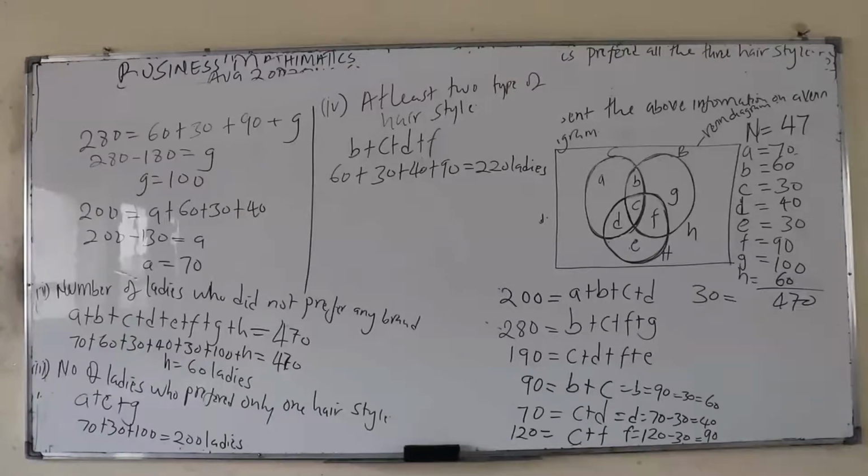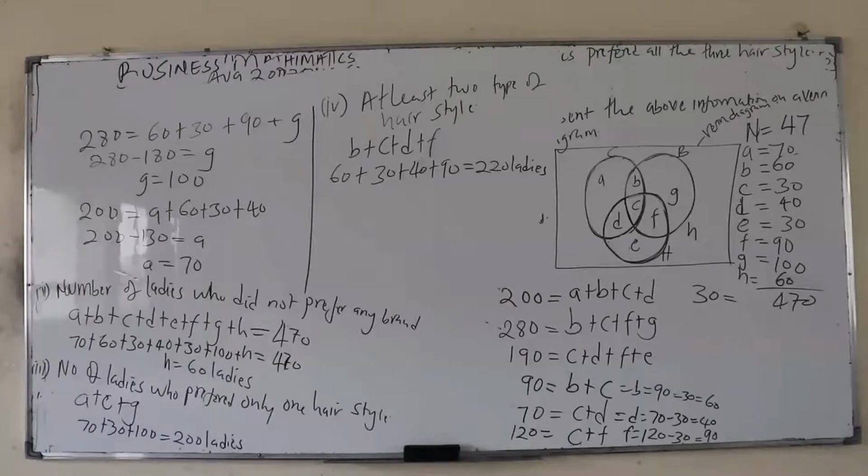The last question in this, you are told the number of ladies who preferred at least two types of hairstyle. So Roman 4, at least two types of hairstyle. Whenever you are asked at least two, those are elements that appear in more than one set.